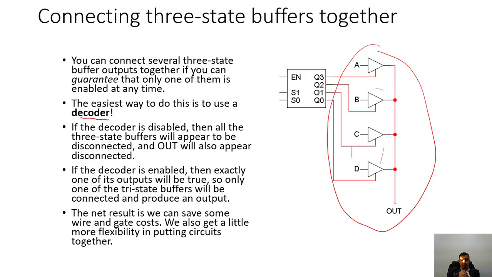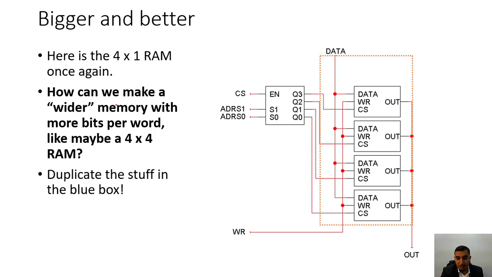Now if the decoder is disabled, then all of the tri-state buffers are open and your output is not connected to anything. If the decoder is enabled, then one of the outputs is connected to your result. So the net result, we can save some wire and gate cost. We can get a little more flexible by putting the circuits together.